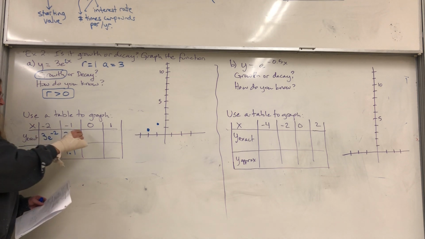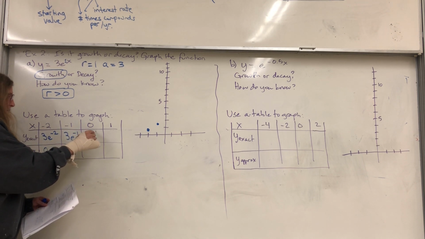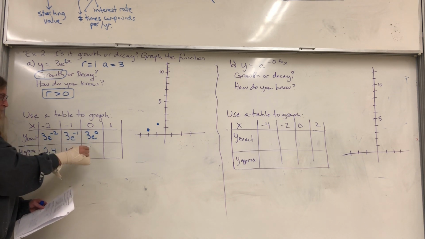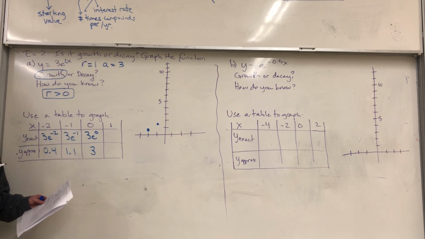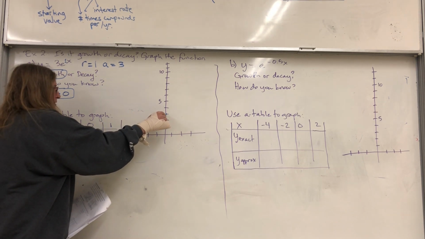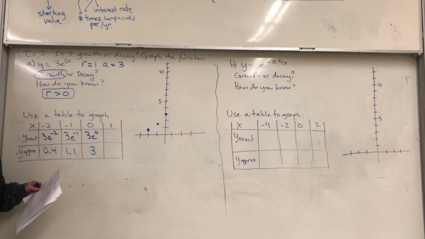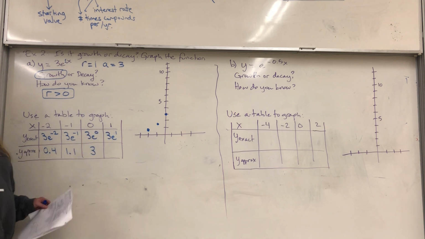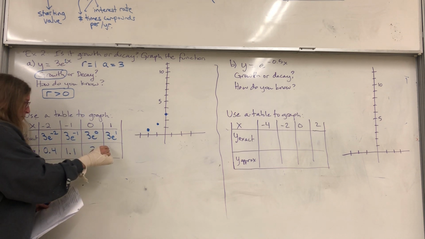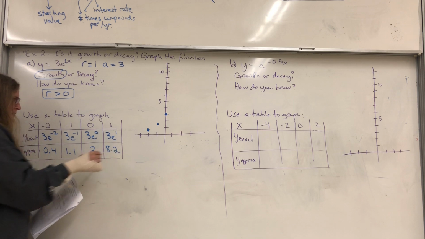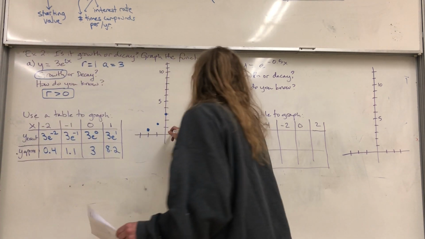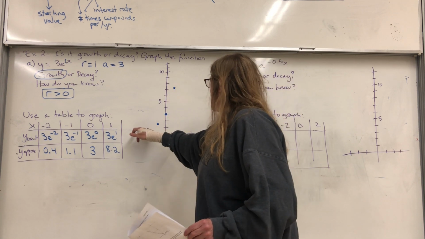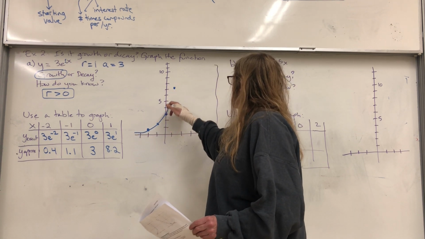Okay, guys, let's plug in 0. Well, we know anything raised to the 0 is 1. So e to the 0 is 1, so that's just going to be 3. So 0, 3 is on the graph. And our last value of x, 3e to the first, if I put that on my calculator, I get 8.2. So that means my point 1, 8.2, right about there. And notice, we know it's growth because it's got the swoop upwards.